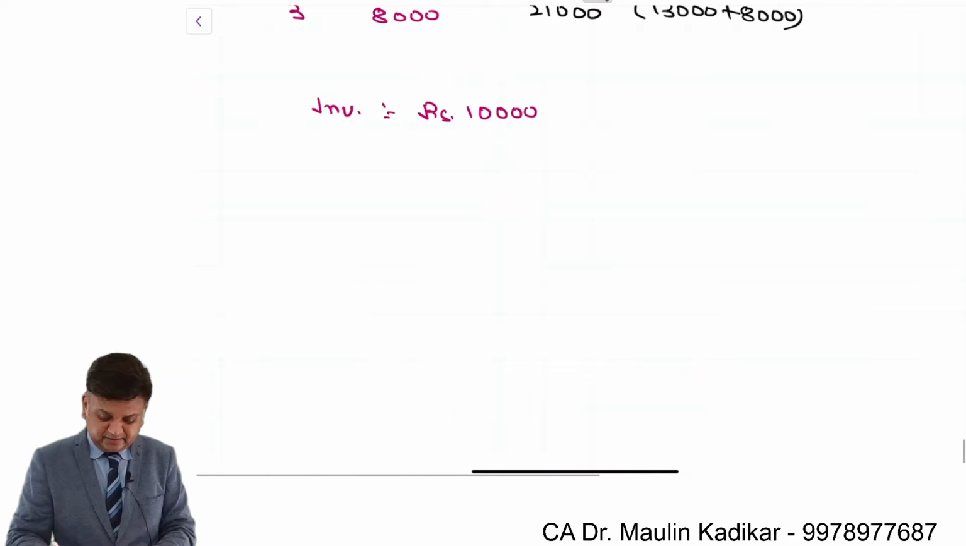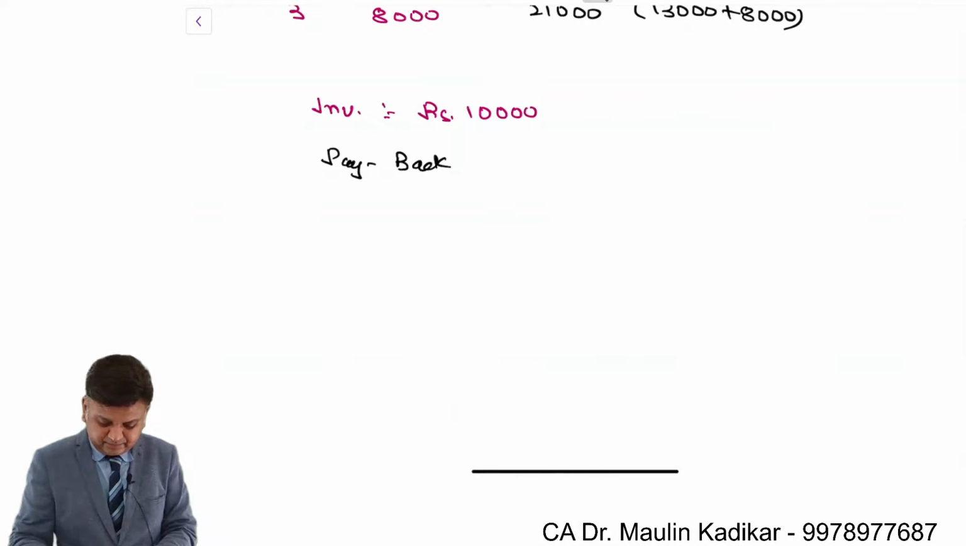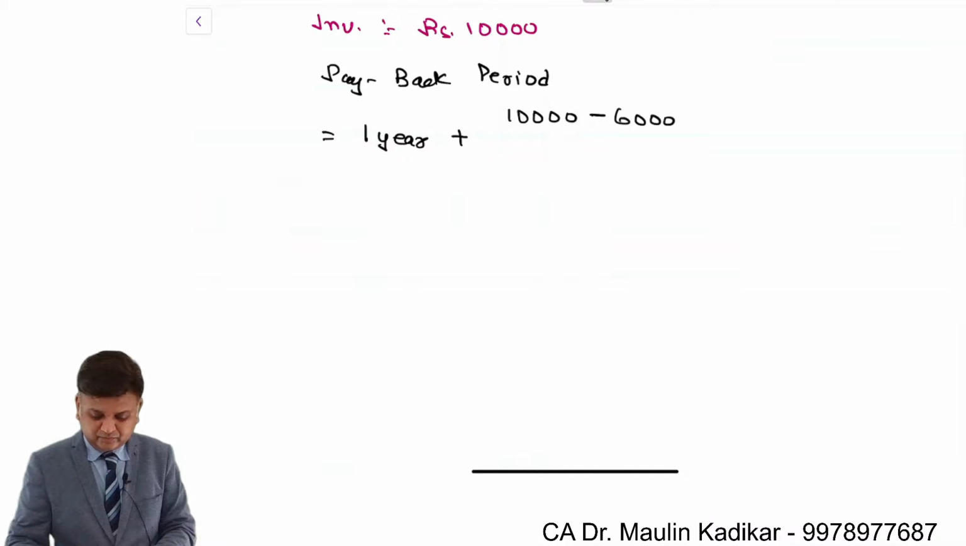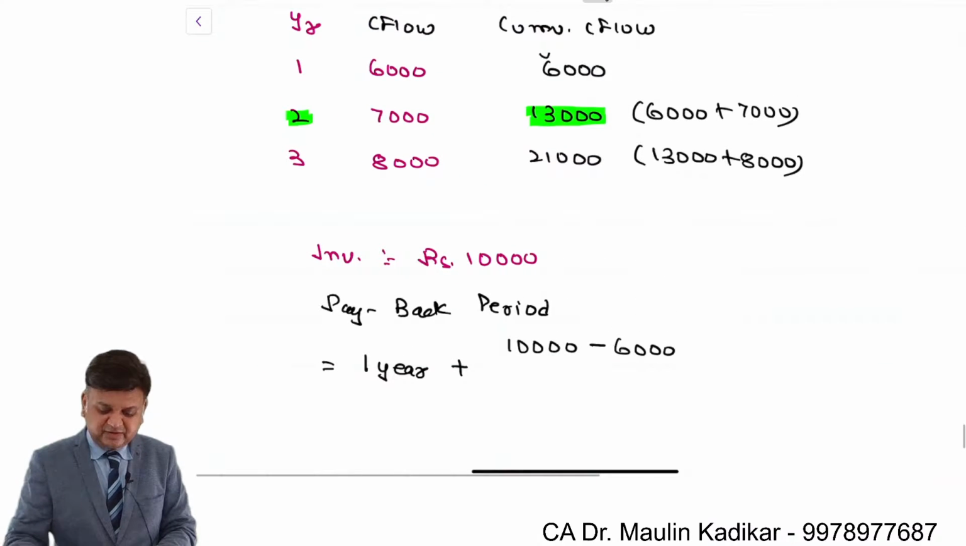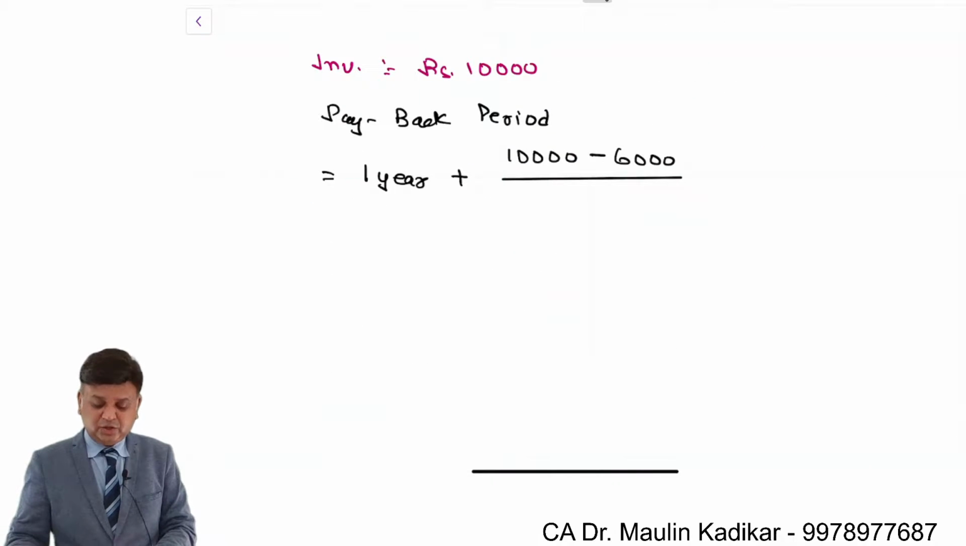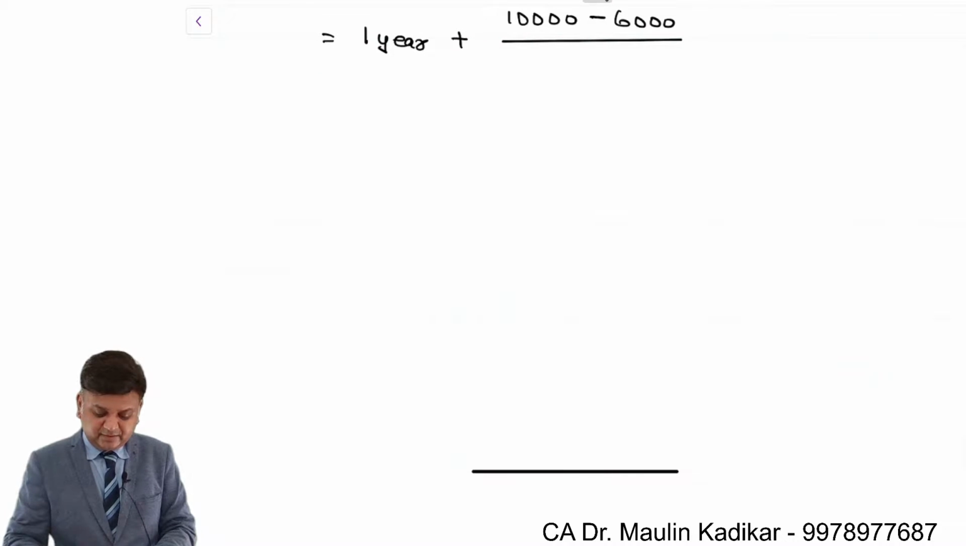So the payback period is calculated as 1 year plus 10,000 minus 6,000, because by end of year 1, 6,000 has already been recovered. So out of 10,000, 6,000 has been recovered. What is the amount yet to be recovered? The amount yet to be recovered is 4,000.